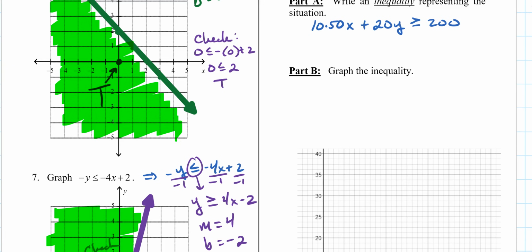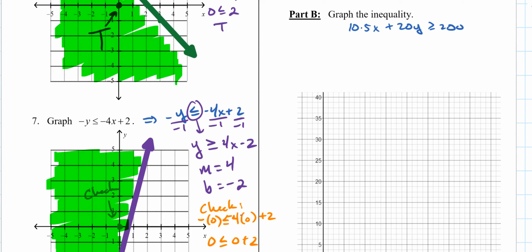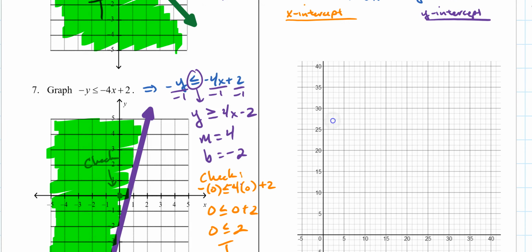So if I'm going to graph 10.5x plus 20y is greater than or equal to 200, we could get y by itself, move the x over, divide by the 20, or we talked about in class when we're in standard form, we can simply find the x-intercept and the y-intercept, and use those, just graph those 2 points and draw our line.